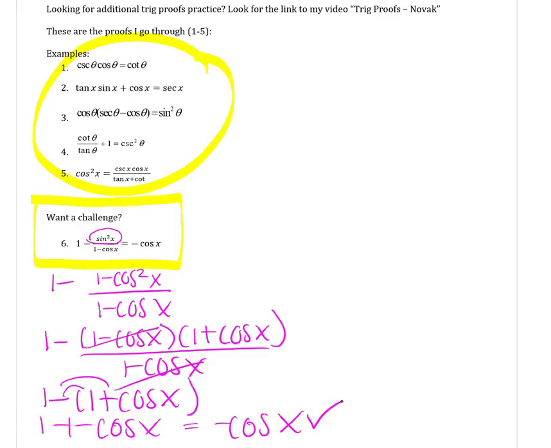There is another way to do it. I actually did it the harder way the first time I looked at this proof. I changed this to 1 minus cos of x over 1 minus cos of x, and actually subtracted the fractions. It will work. It takes a little bit longer, though. So I'm curious what everybody else thought of if they tried this one.